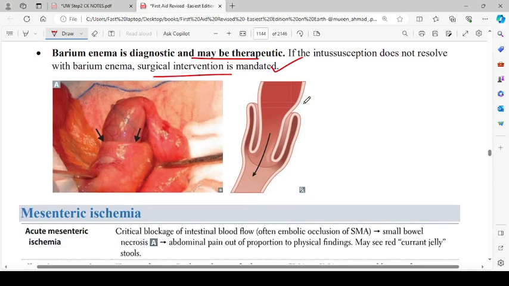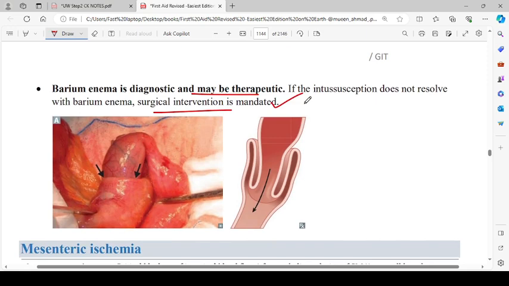Okay, so actually we give a barium enema. On one hand it is diagnostic, but along with that it can also be therapeutic, because giving the barium enema can relieve these intussusception symptoms and ultimately result in betterment of the symptoms.